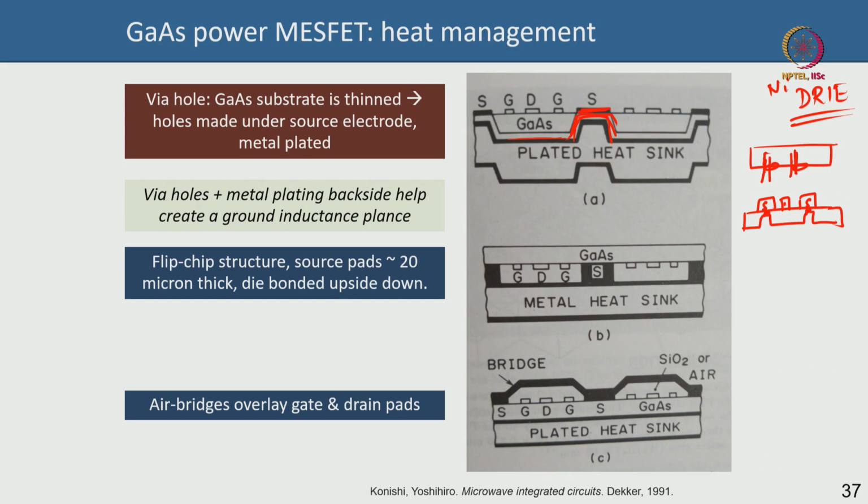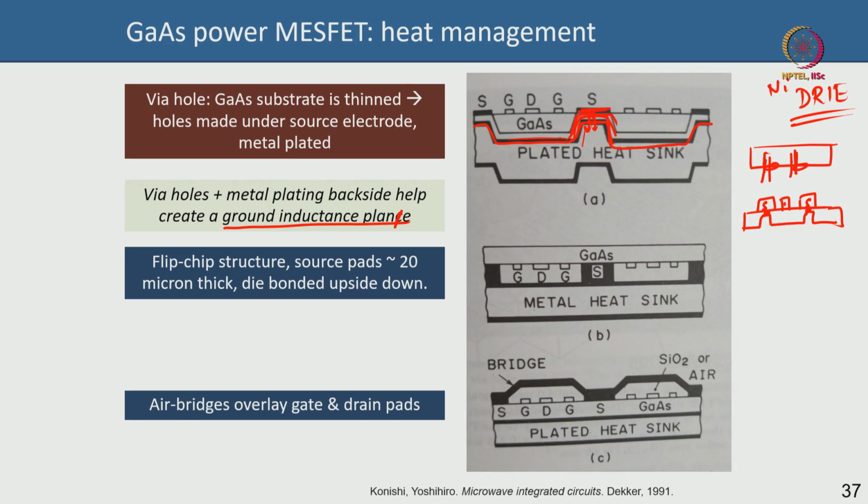And then you fill it up with some kind of a metal like copper or nickel by electroplating, and then you short the source from the backside. So, what happens is that there is a metallic backside plane. It helps in providing a ground plane. It is a ground inductance plane. The ground inductance plane helps in many ways. For instance, it can also take the heat away from the source because it is directly there, which is a better way also apart from the heat sink.